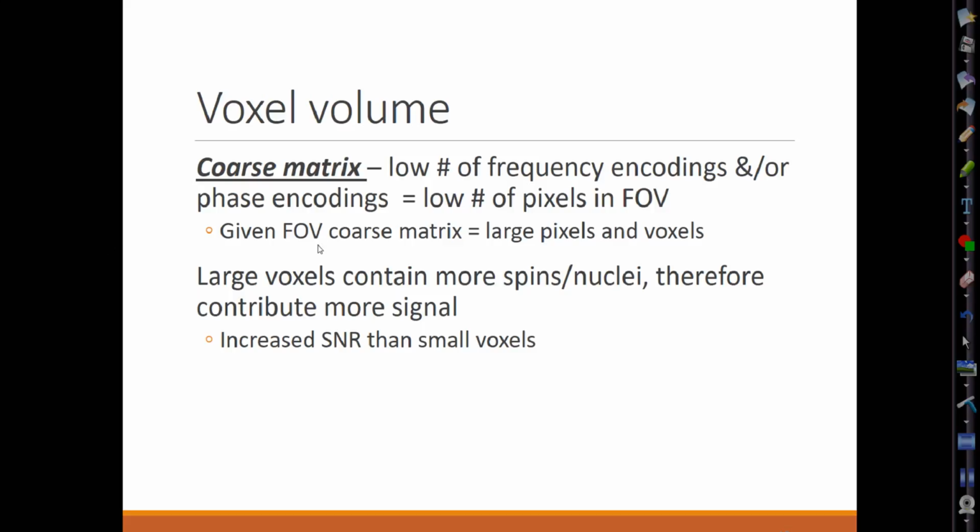So with a coarse matrix, you're going to have larger pixels and voxels. Since you have larger voxels, you're going to have more of those hydrogen spins within that voxel, so your signal is going to increase. So your signal will be higher, but your spatial resolution will be lower? Yes.